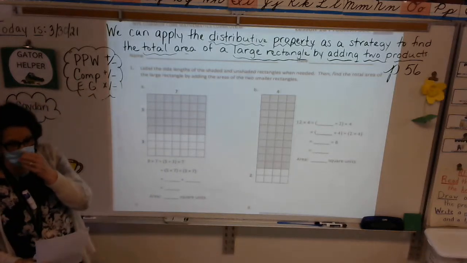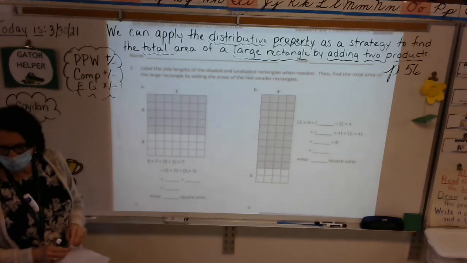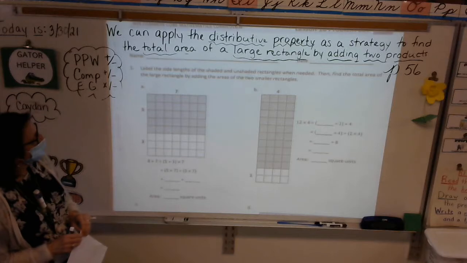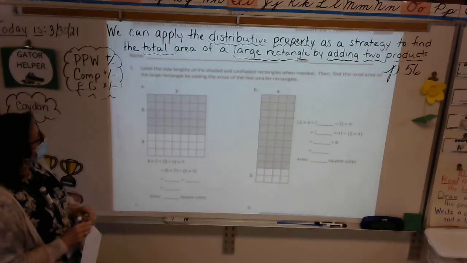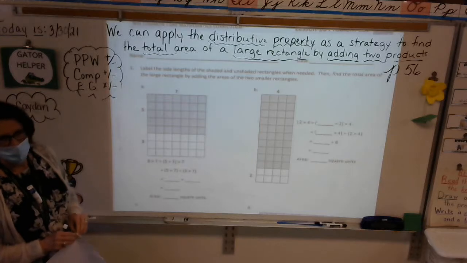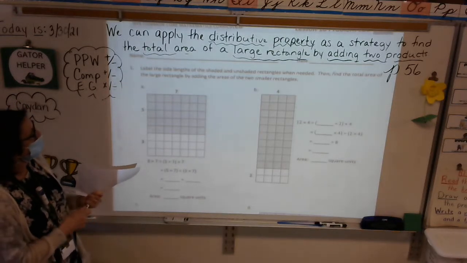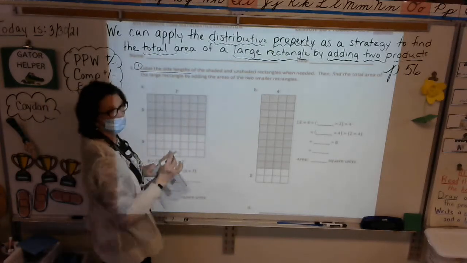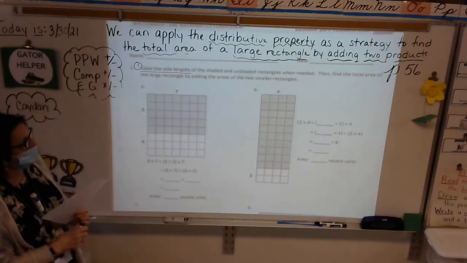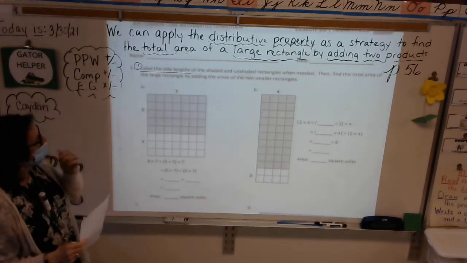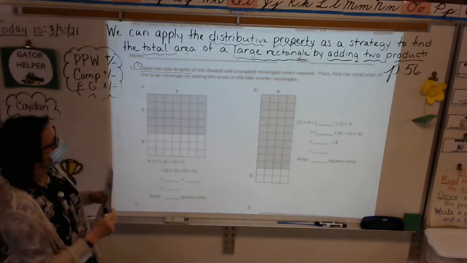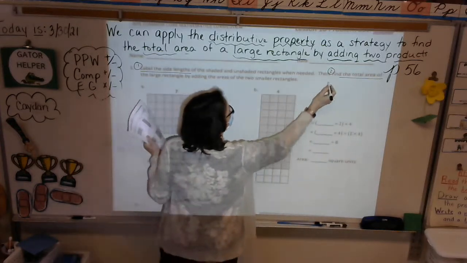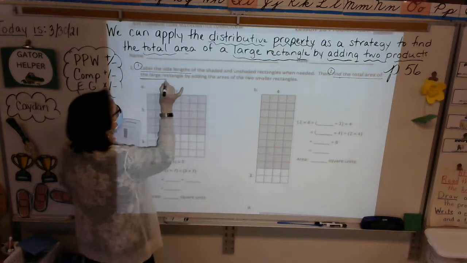Actually, let's read the directions first. Go ahead and read those and see if you can tell me how many things they're asking you to do in the directions. Cam, how many things are they asking us to do? Okay, very good. The first thing we have to do is label the side lengths of the shaded and unshaded. Very good. That's one thing. What else are they asking us to do? Okay, very good. So we're going to label and then we're going to find the area of the large rectangle.